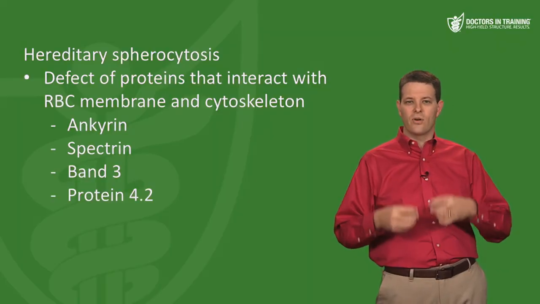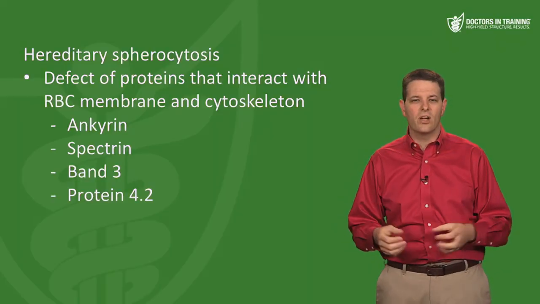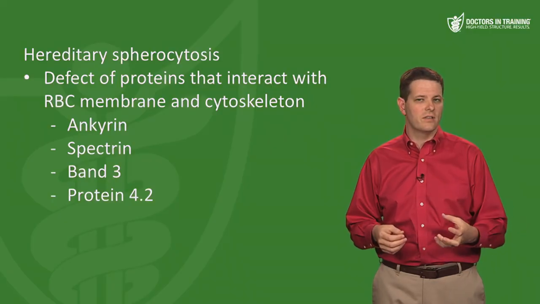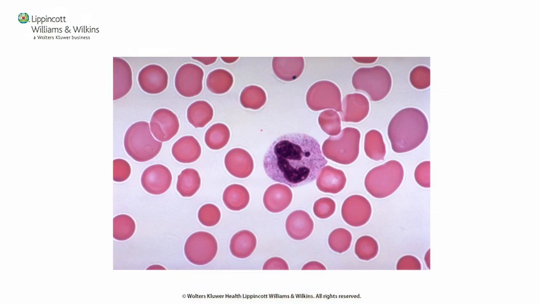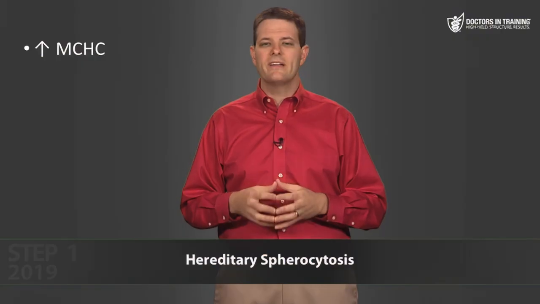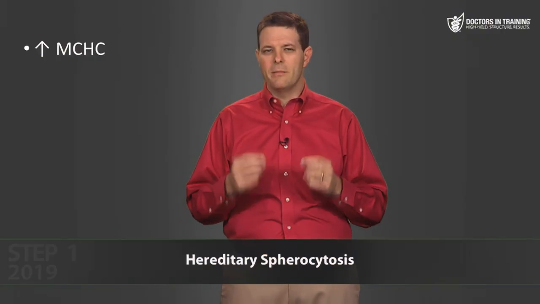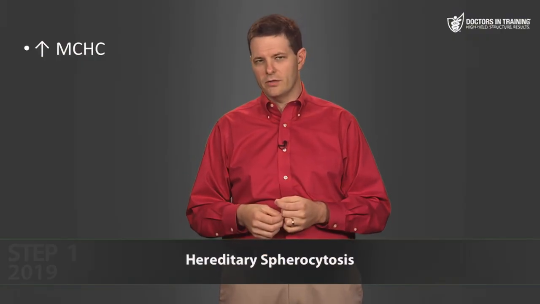So defects or deficiency of any of these proteins can cause hereditary spherocytosis. And the red cells are going to be shaped kind of like spheres. So on the peripheral smear, the red cells are smaller than normal and they lack the normal central pallor because, again, these are spheres instead of those normal biconcave discs. The CBC will show increased MCHC, which is the mean corpuscular hemoglobin concentration.